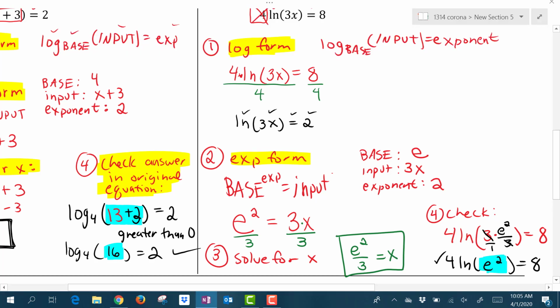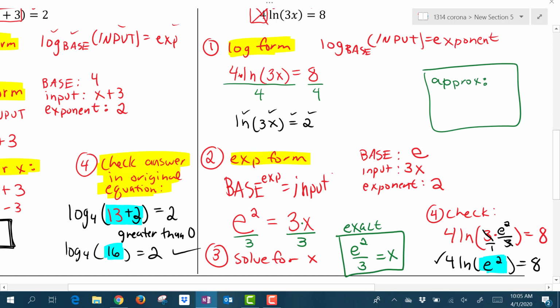Remember that you can check your answer in Desmos and find decimal approximations in Desmos. If we wanted to find a decimal approximation to our solution, we could do that very easily using a calculator. The answer we get here, e squared divided by 3 equals x, is what we call an exact solution. If I wanted to figure out an approximation, I'll just put it up here.